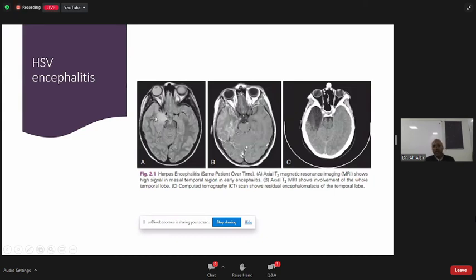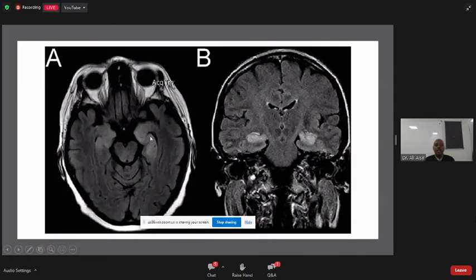In comparison to the left, and the CT showed hypodensity as well. And this is a classical MRI for limbic encephalitis, which is a form of autoimmune encephalitis. You can appreciate the high signals in the medial aspect of the temporal lobe bilaterally.